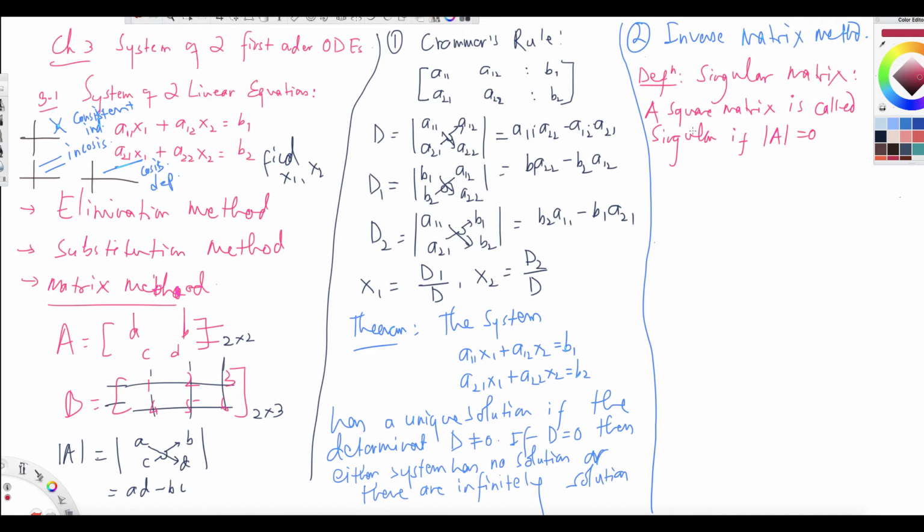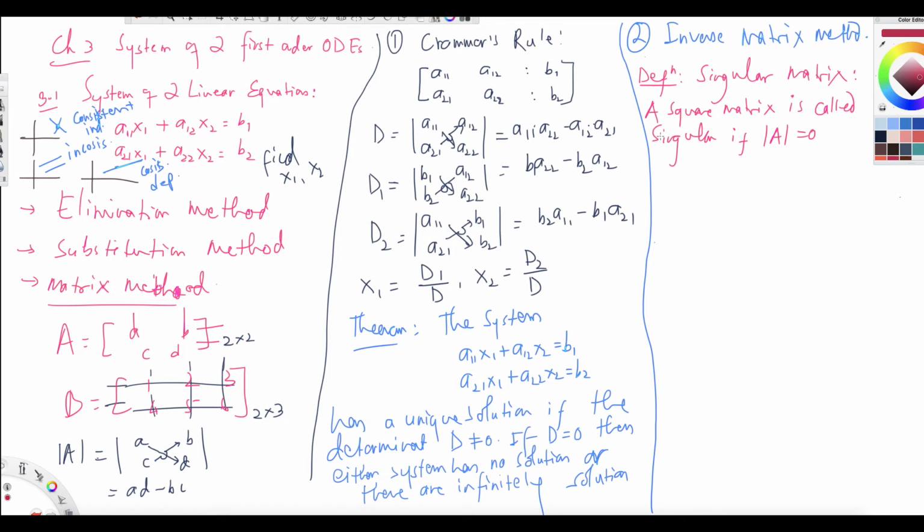So if the determinant of A is 0, we call it a singular matrix. If the determinant is non-zero, then we call it a non-singular matrix. So singular and non-singular depend on the determinant. The matrix must be a square matrix, otherwise you cannot find the determinant.